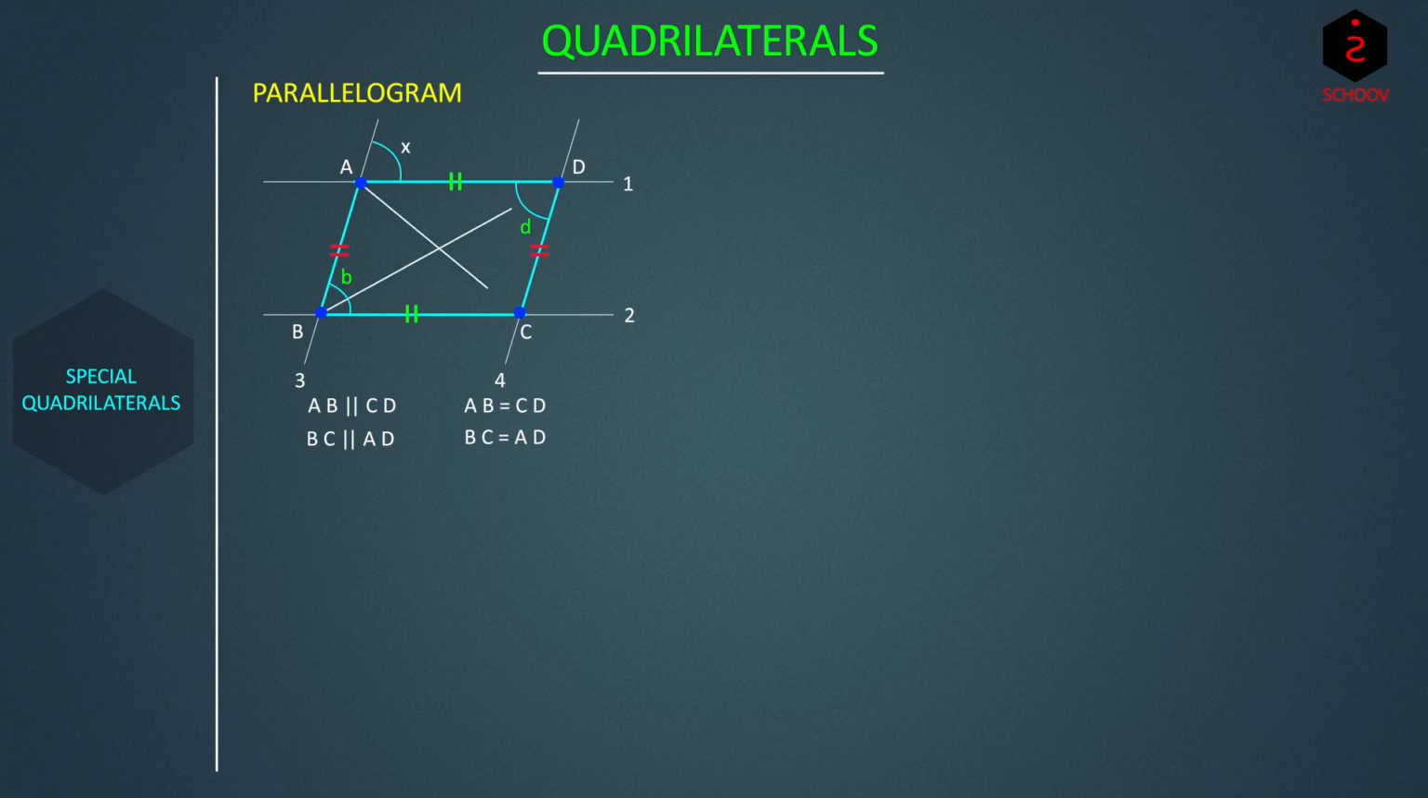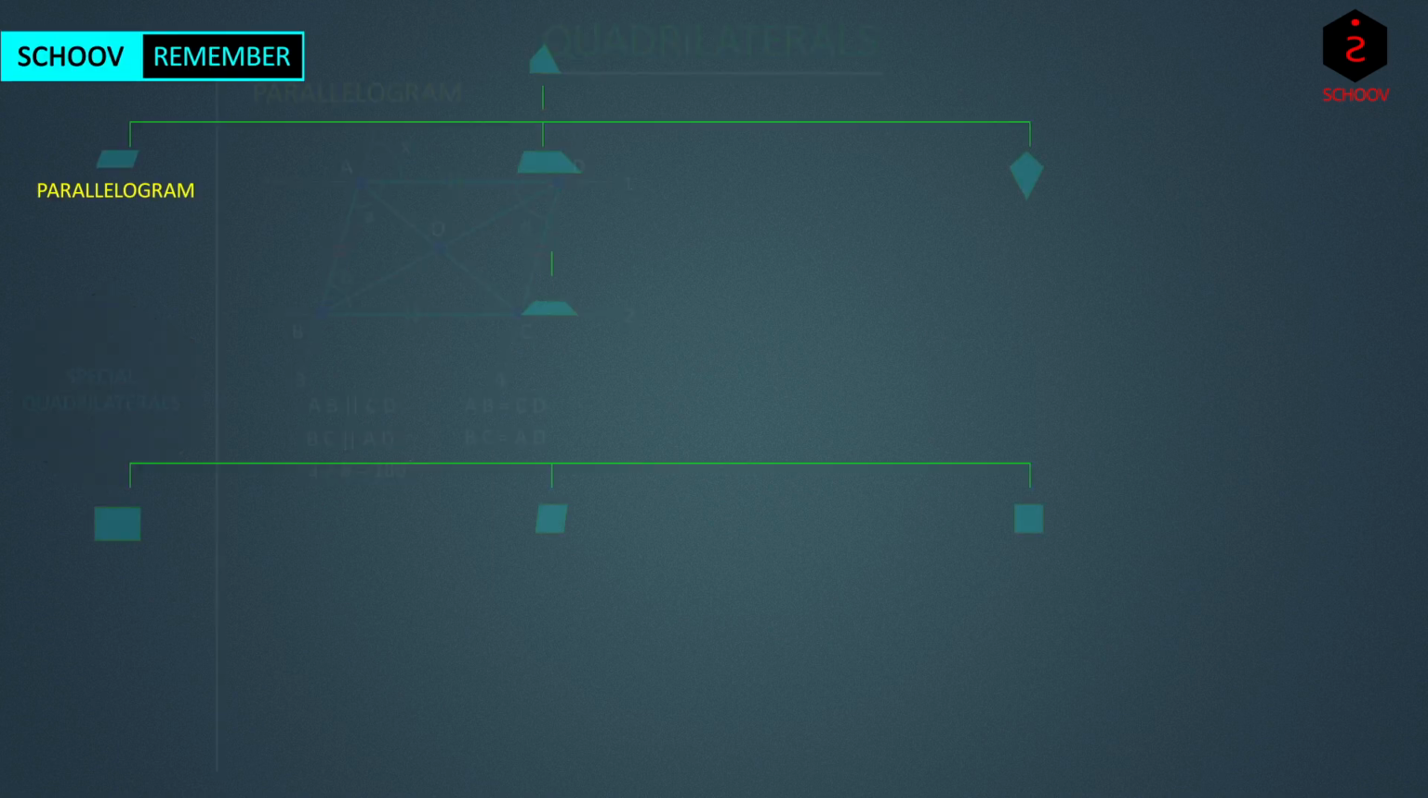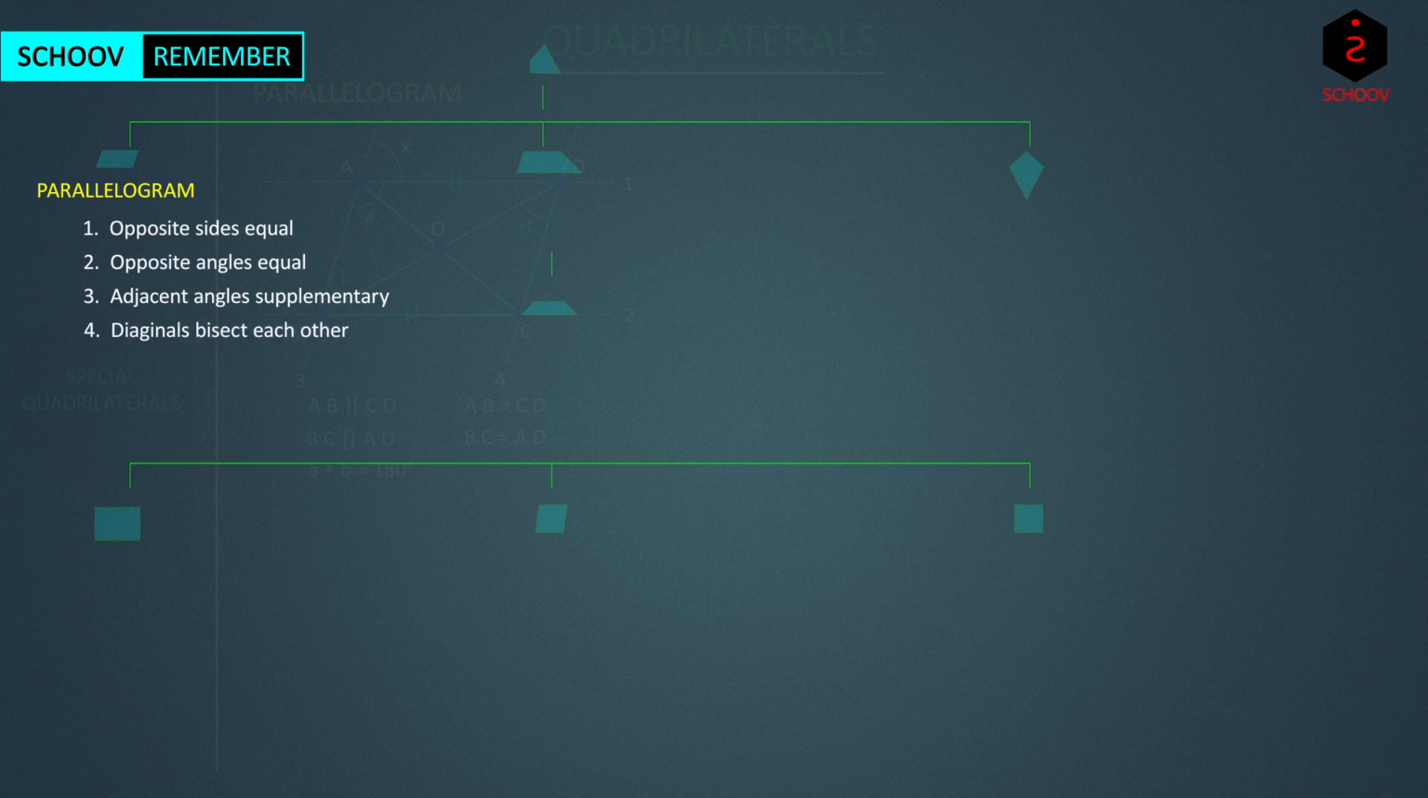Let's say the diagonals intersect at O. We can measure and see that OB and OD are equal. OA and OC are also equal, which means that diagonals bisect each other. A and B are co-interior angles. Their sum is 180 degrees, which means they are supplementary angles. So adjacent angles are supplementary. So we have seen that in a parallelogram, opposite sides are equal, opposite angles are equal, adjacent angles are supplementary, and diagonals bisect each other.